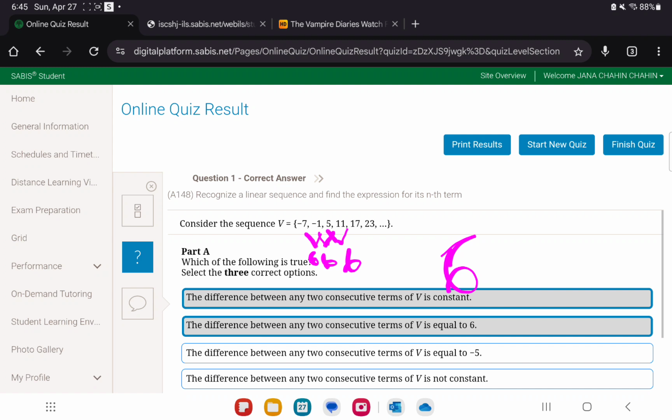Okay, so one of our choices is the difference between any two consecutive terms of v is equal to 6. So yes, this is one of the true ones, okay? And here it says the difference between any two consecutive terms is constant. Here, it's always constant because it's always increasing by 6. So it is constant. That's two choices. They're asking for 3. So let's go down with the choices.